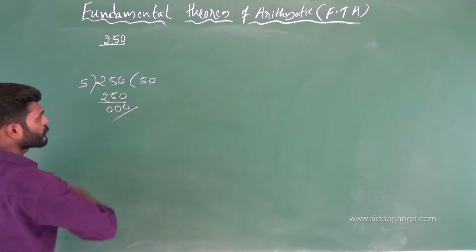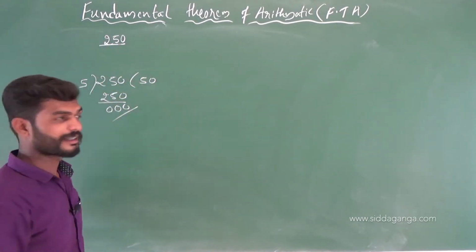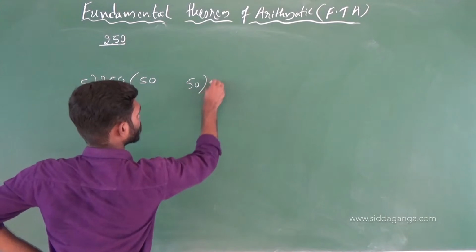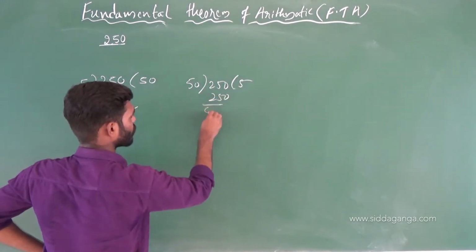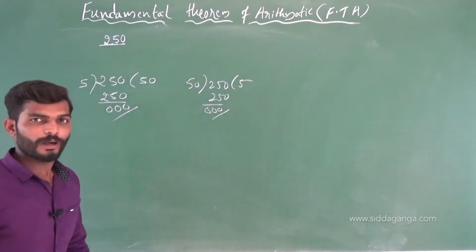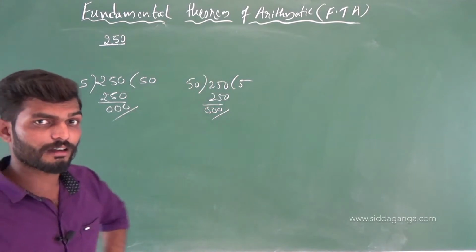Therefore 50 can divide 250. 50 into 5 is 250, remainder 0. So apart from 1 and itself, it has other divisors. Therefore I can say it is a composite number.